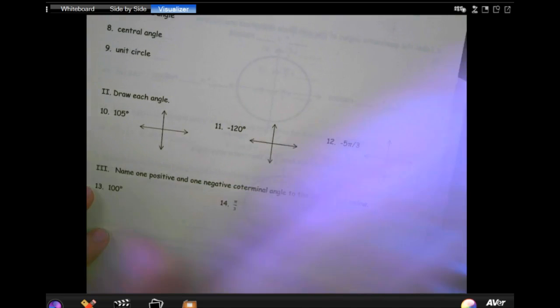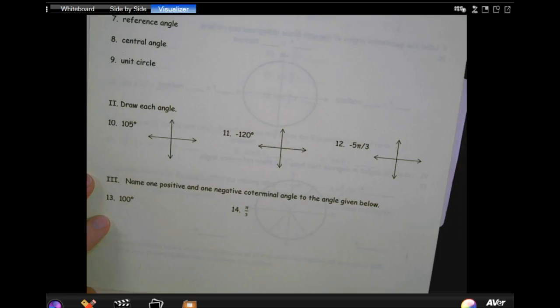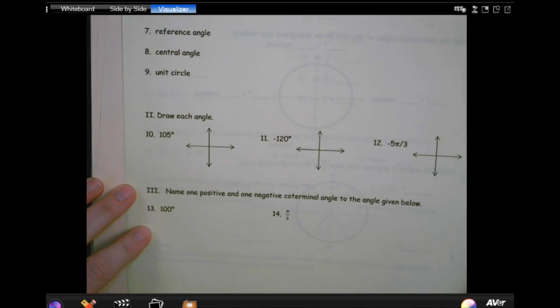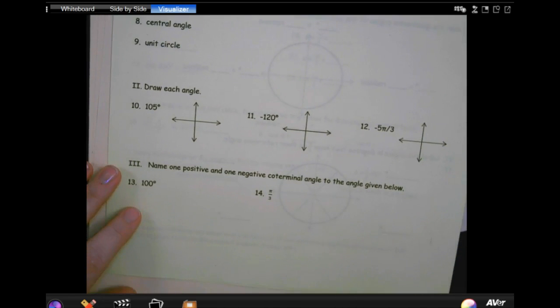Did that start? Okay. All right, here we go.